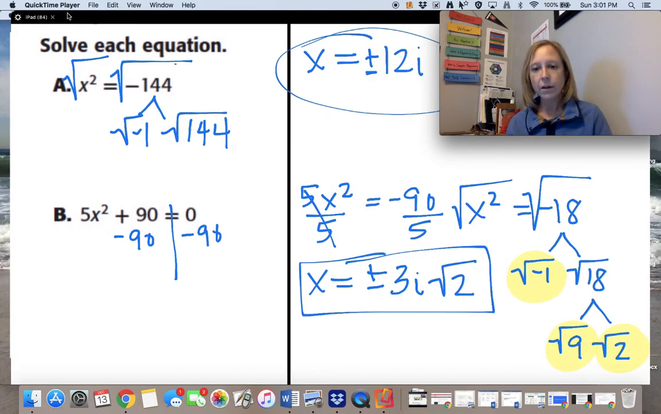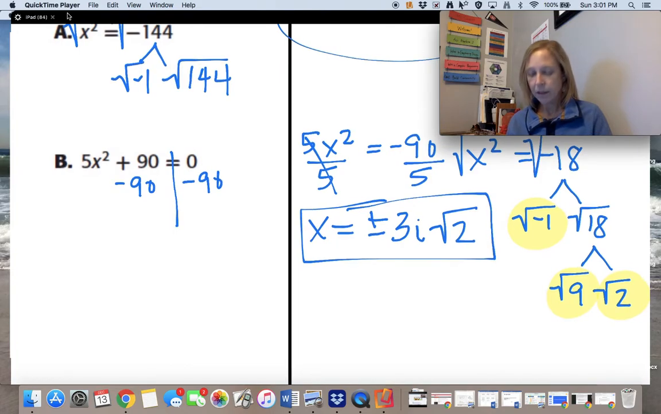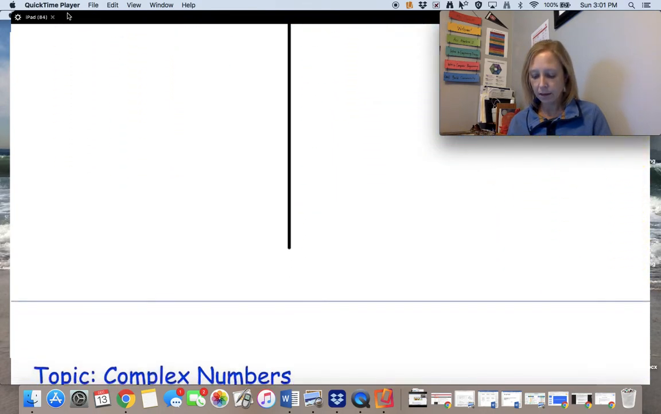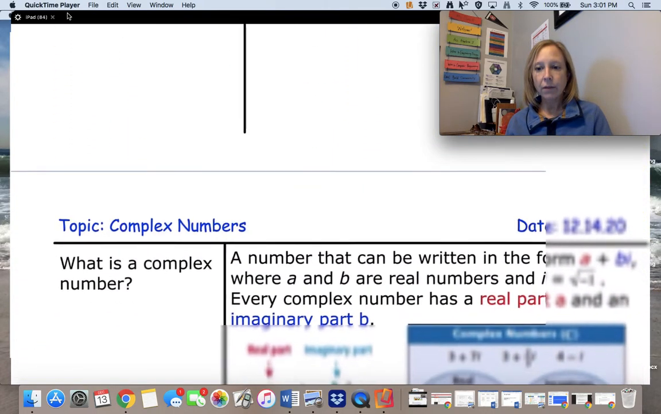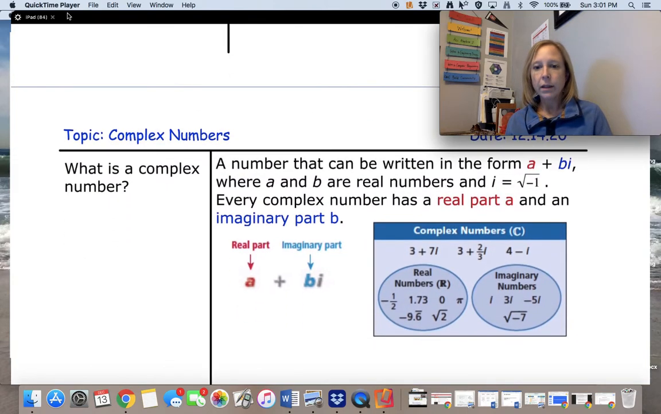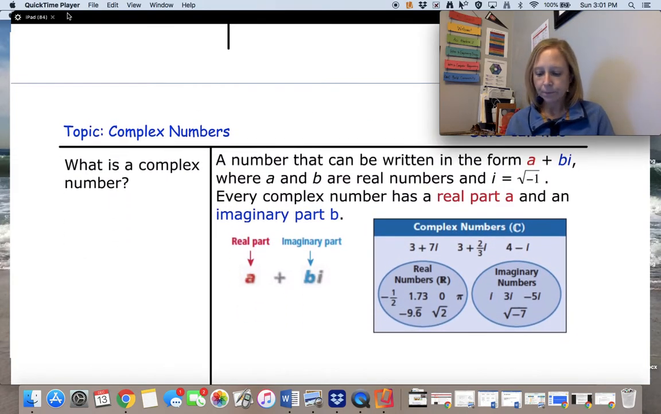Now, not all of our solutions are single term solutions. Notice, we're not adding or subtracting anything onto this. Sometimes we do have that. And then what we call it is a complex number. A complex number is a number that has a real part and an imaginary part. And those two parts are either added together or subtracted from each other.